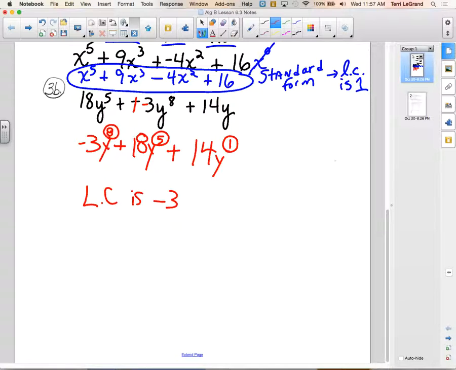How do you find it again? The leading coefficient? Okay, you look at the leading term, the leading monomial, and you say, what is the coefficient of that one? So we go to this one right here, and we say, here's my leading term, my leading monomial. The coefficient is -3.